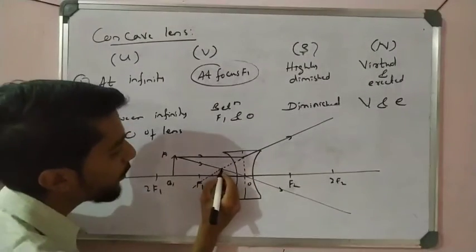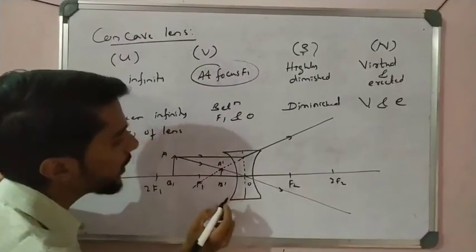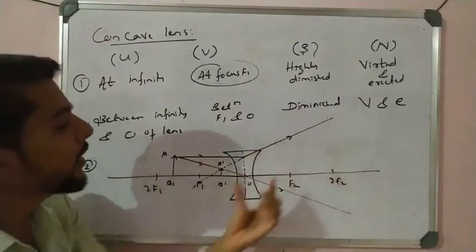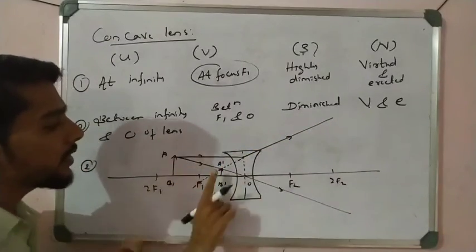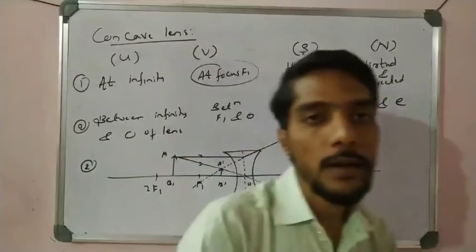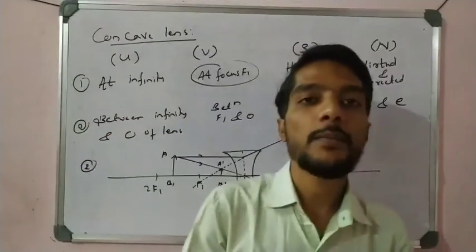So see what happened, they meet here, so it is A dash B dash. So between O and F1, it is very small, diminished, erect and virtual. So students, this is all about spherical lenses and their image formation.